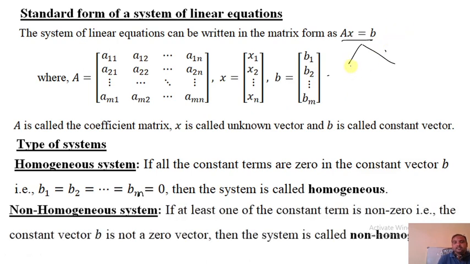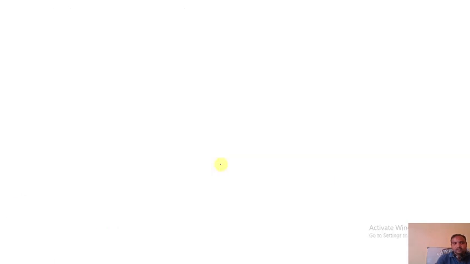Next, suppose the constant vector is not a zero vector, it's called a non-homogeneous system. That means at least one of the constant terms is non-zero. Suppose B1 is non-zero, and B2 up to Bm are zero. In that case, the system is called non-homogeneous. So now, in this lecture, we are going to discuss solving homogeneous systems.